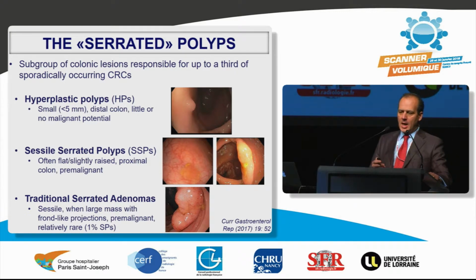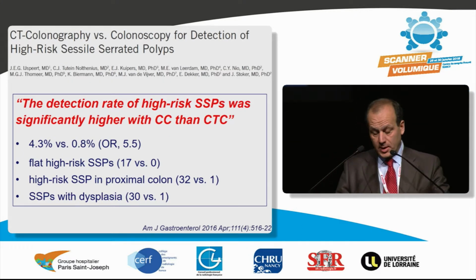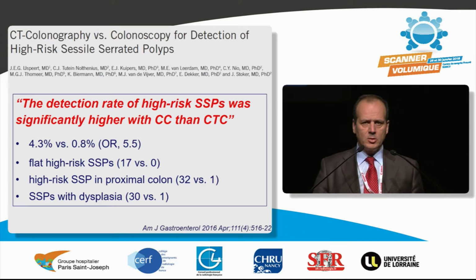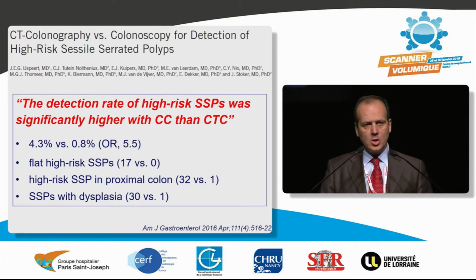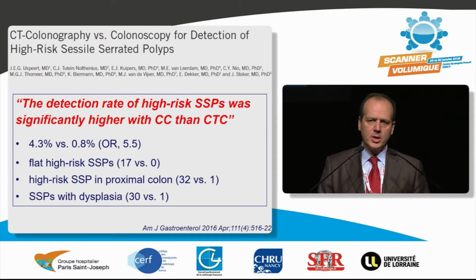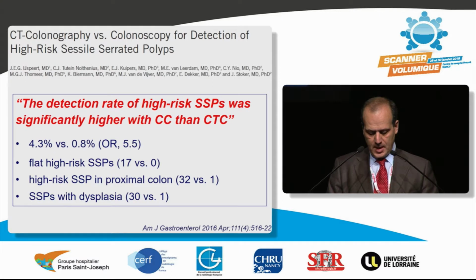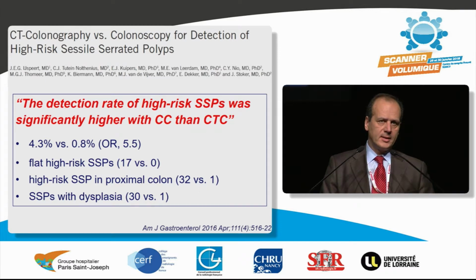So the question is how good CTC is in detecting serrated polyps. There are some bad results from the randomized clinical trial from the Netherlands, where they analyzed the subgroup of serrated polyps among the entire population, and the detection rate for CT colonography was less than 1% versus 4%, which is what we might expect in a screening population for optical colonoscopy. And unfortunately, in that study, none of the flat high-risk serrated polyps was detected by CTC.